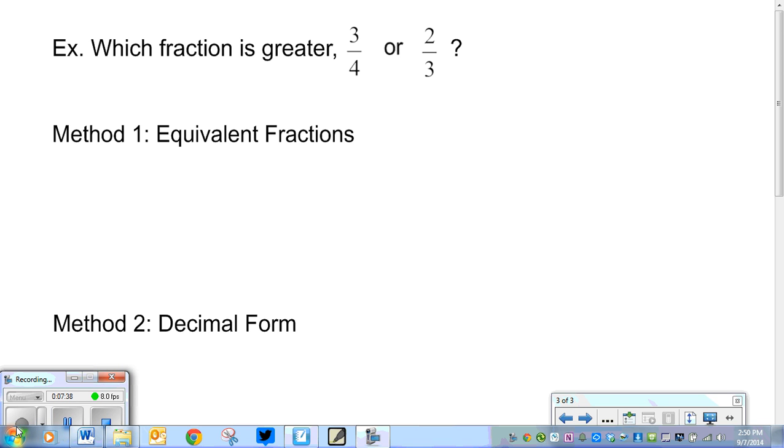So the first way is equivalent fractions. So when we think of equivalent fractions, we're thinking about a common denominator.